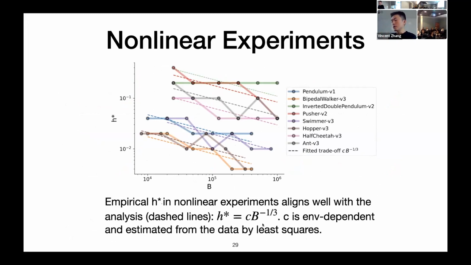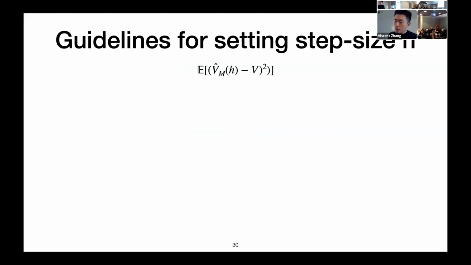So what we did is assume that it's the same dependence, but just vary the constant. So we assume that B to the 1/3 dependence, and then we fit a line based on the data. And you can see that it aligns very well across the experiments. By the way, the dashed line is the fitted line. The solid line is what we observe from the experiments.